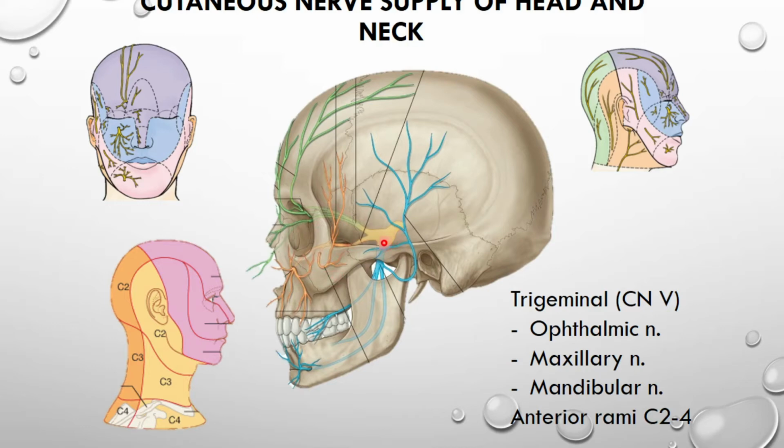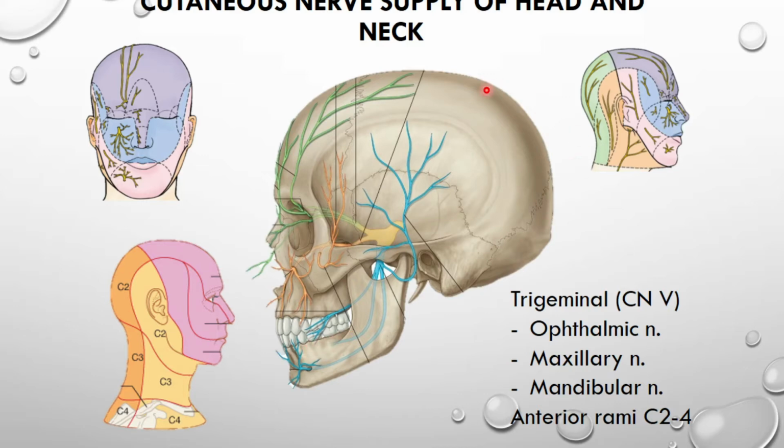And then you have the third branch, the mandibular branch, and this is sensory now. This is going to run down and supply the skin of your mandible, over the majority of your temporal region, and also your lower teeth will be supplied by the mandibular nerve.